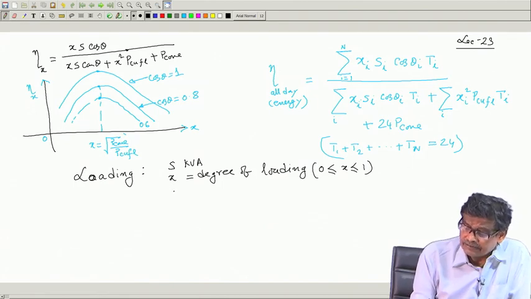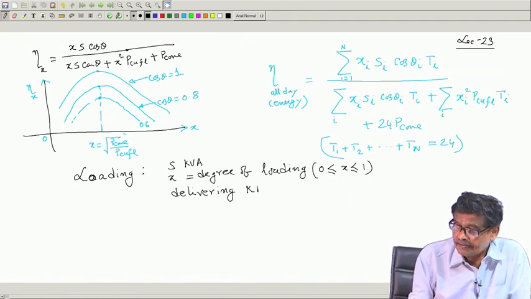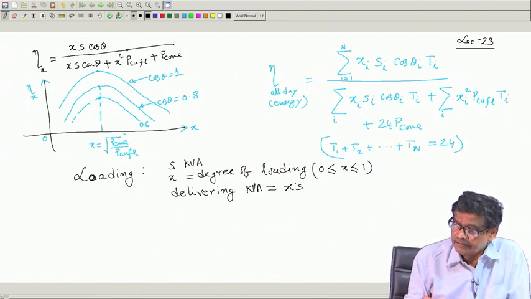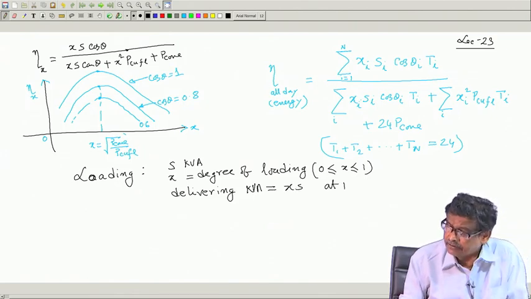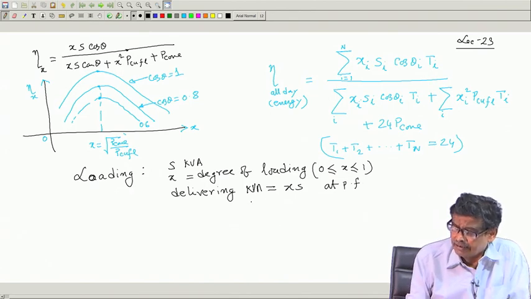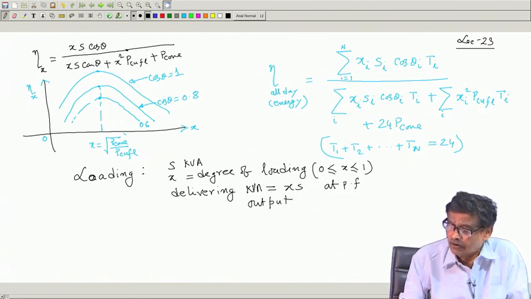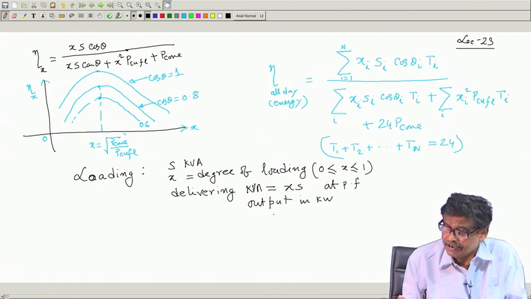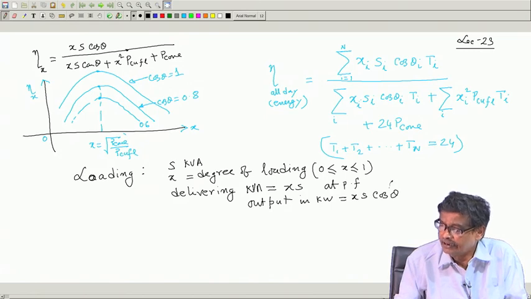Therefore, the transformer is delivering kVA equal to x into S. If it is at power factor cos theta, then the output in kilowatt, if S is in kVA, is x S cos theta. That was the essence of calculating that. Cos theta is the load power factor.